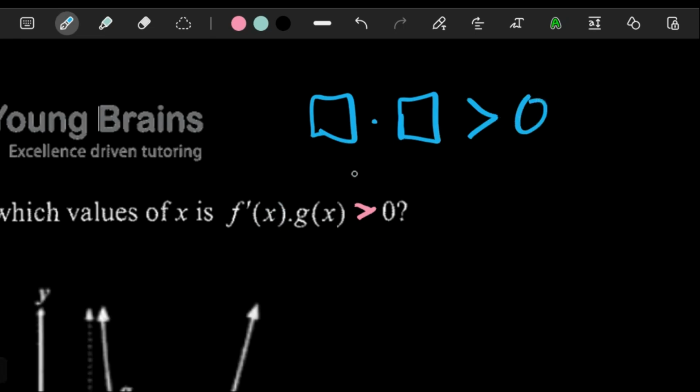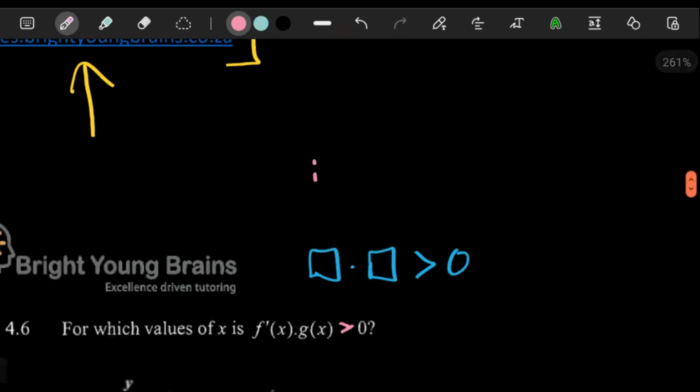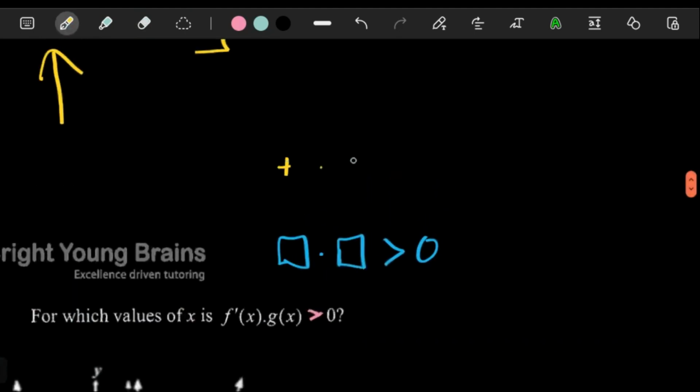You just need to think to yourself, something times something. If you're going to multiply two things together and the answer is going to come out as a number that is bigger than 0, that can only happen if you're multiplying a plus and a plus, or if you're multiplying a minus and a minus. Those are the only situations.